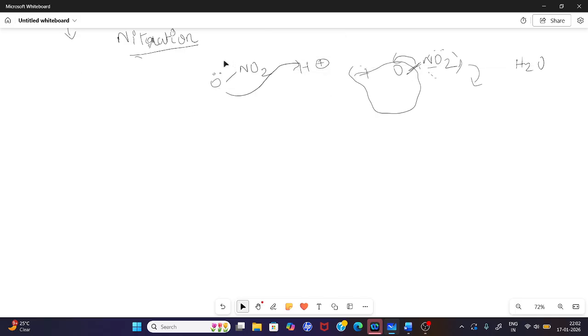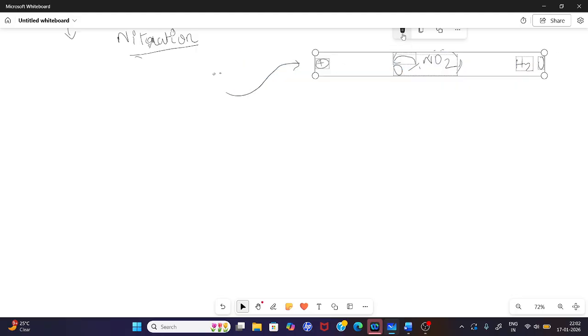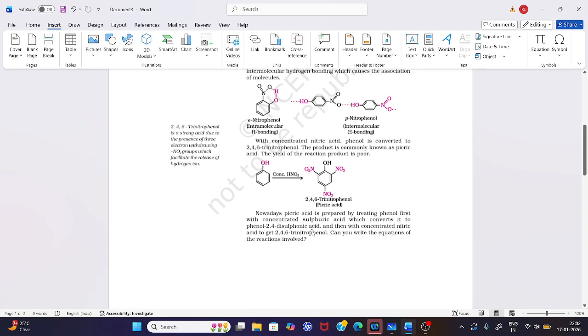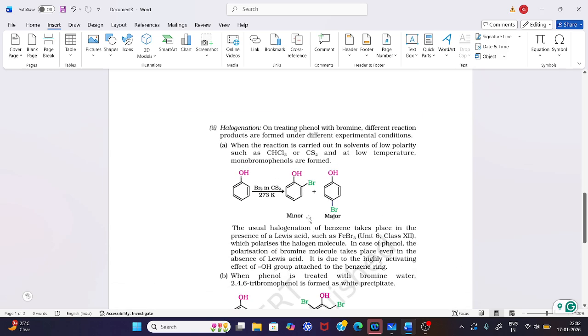Now, another very popular reaction. We'll go through another electrophilic substitution reaction of phenols, after which you will be more clear and completely good to go with this concept. So we'll come to the next part. This is another reaction which I wanted to talk about.